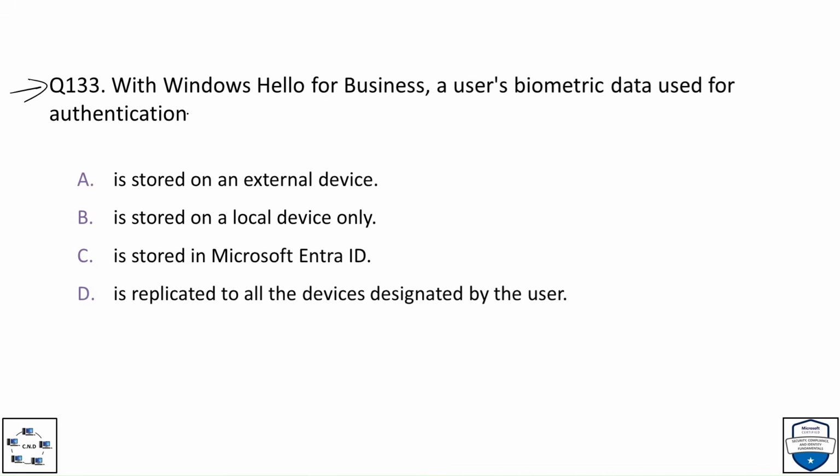Question number 133. With Windows Hello for Business, a user's biometric data used for authentication: option A, is stored on an external device, option B, is stored on a local device only, option C, is stored in Microsoft Entra ID, and option D, is replicated to all the devices designated by the user. And the correct option is option B, is stored on a local device only.